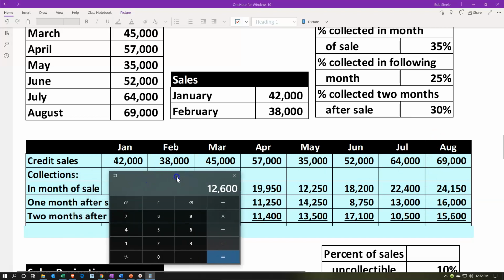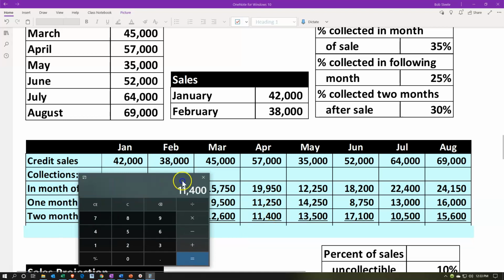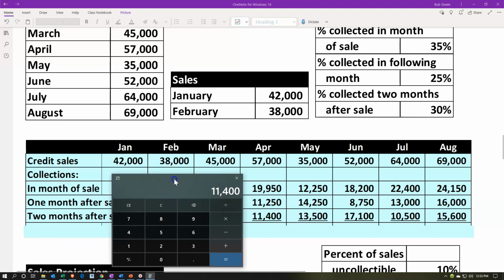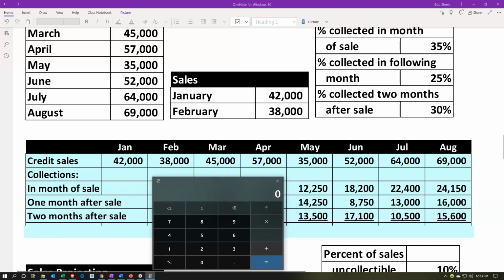And then we're going to go on over here 2 months. We got the February number. We got the 38,000 times the 30%, 0.3. Let's do that one more time here. We've got the 38,000 times 0.3 is going to give us our, yeah, that's right, 11,400. And then we've got the 45,000 times the 0.3 is going to get the 13,500, and so on and so forth as we go through.